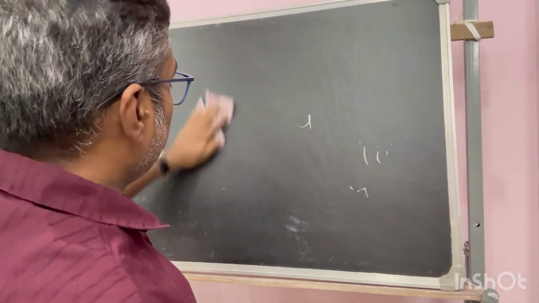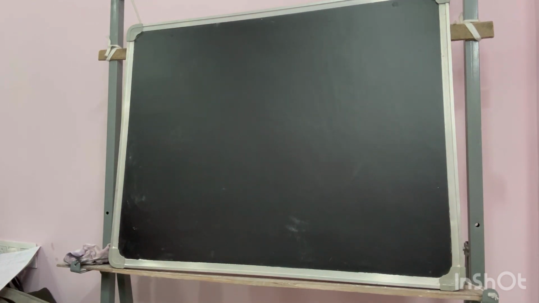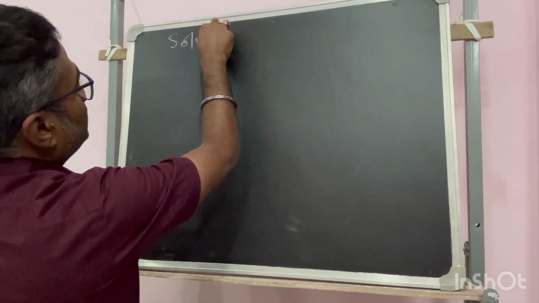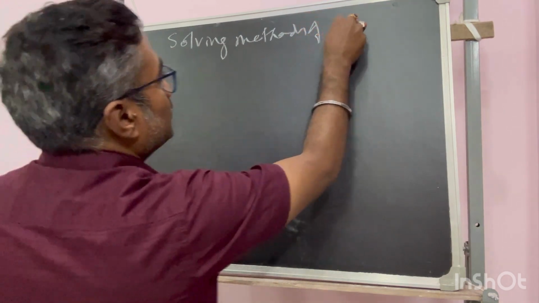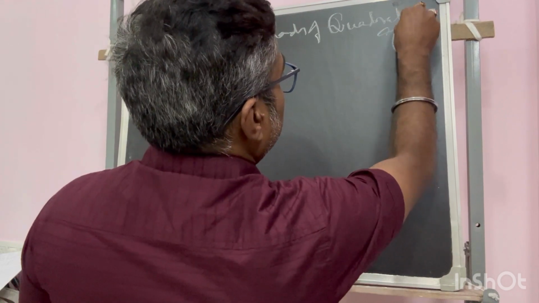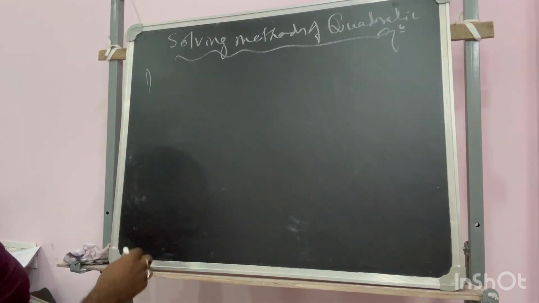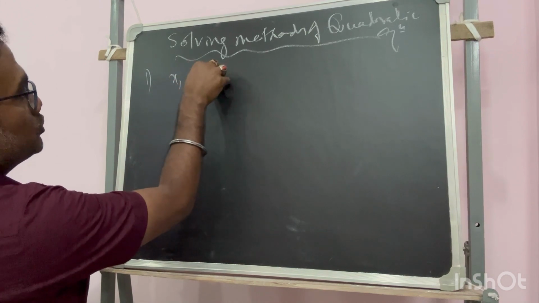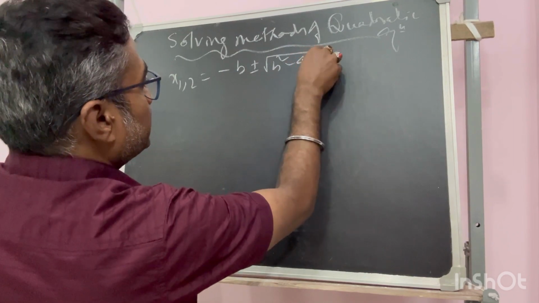Now the part that I have to discuss is the solving methods of quadratic equation. The one method I already told you is calculating the two roots x1 and x2. This is one method, a direct method.